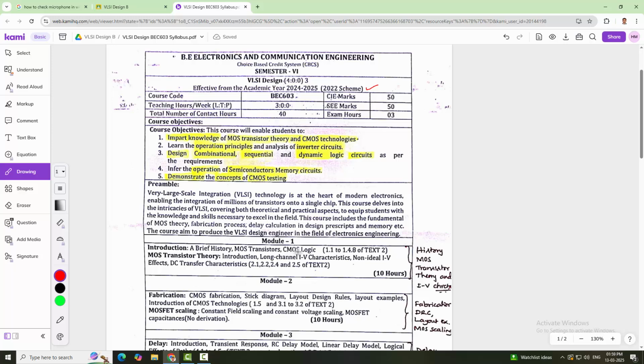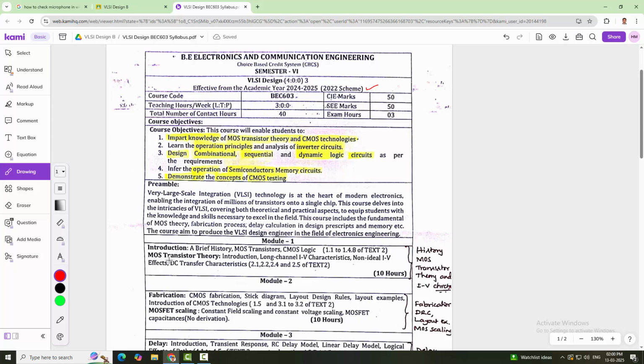Followed by that we are going to discuss the complementary metal oxide semiconductor logic, generally we call CMOS logic. Here we discuss the schematics of inverter, NAND gate, NOR gate and other complex logic circuits. This is the first chapter.